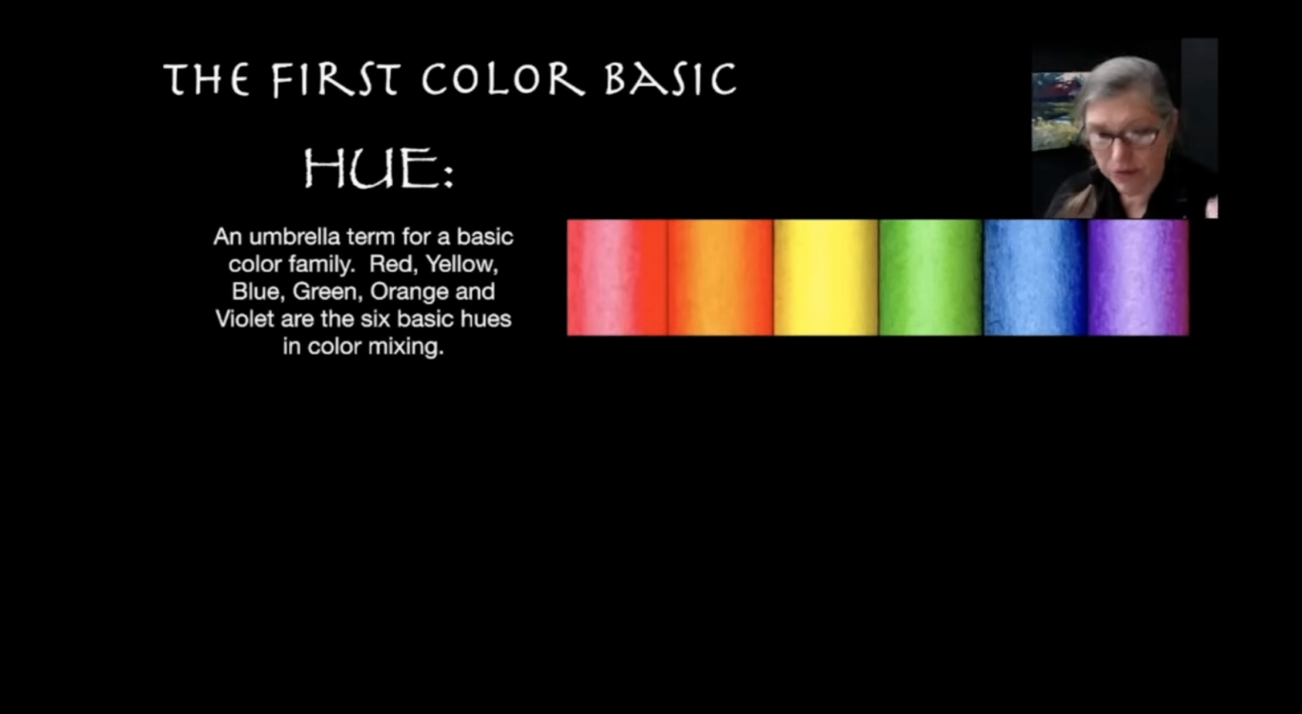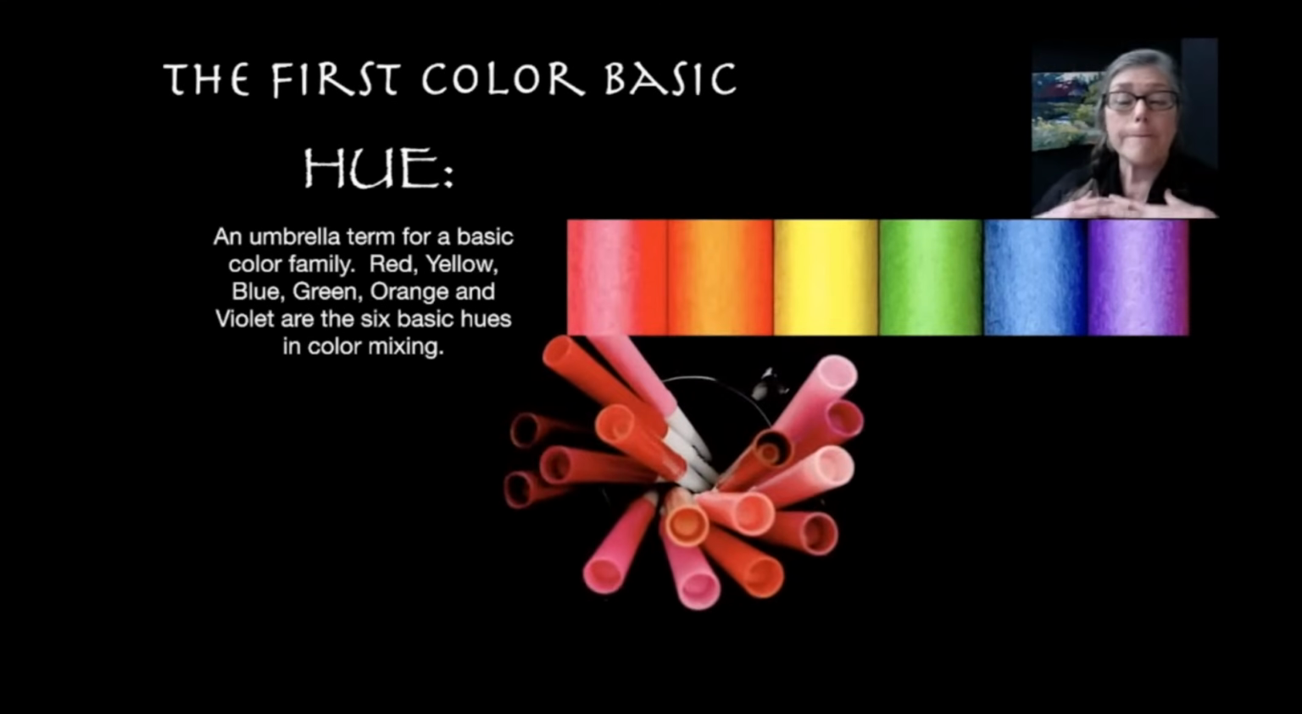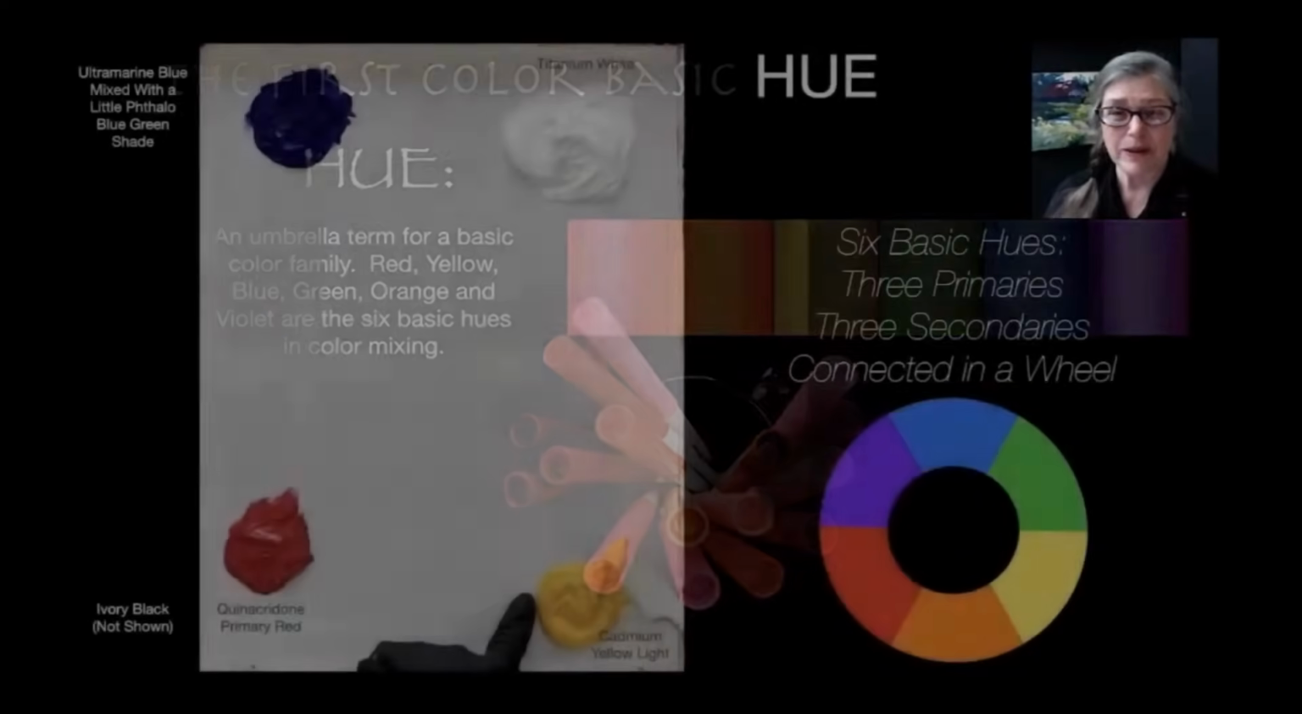And this word hue is an umbrella word. The word red, for instance, covers a whole range of reds. The word orange too, the word yellow. When we say that word, we create in our minds a concept, but it covers an enormous range of different types of that color. Let's look more closely.